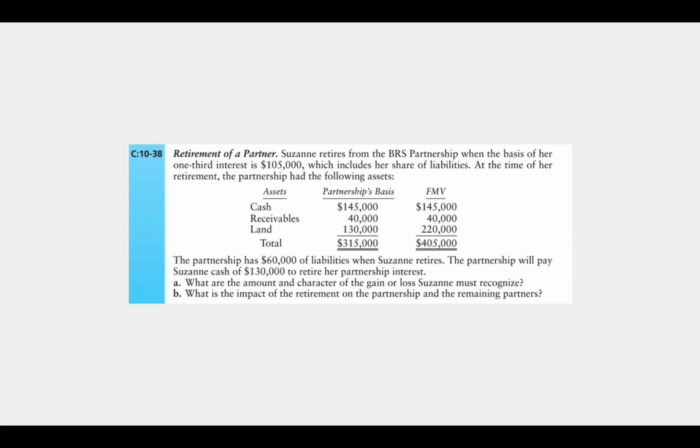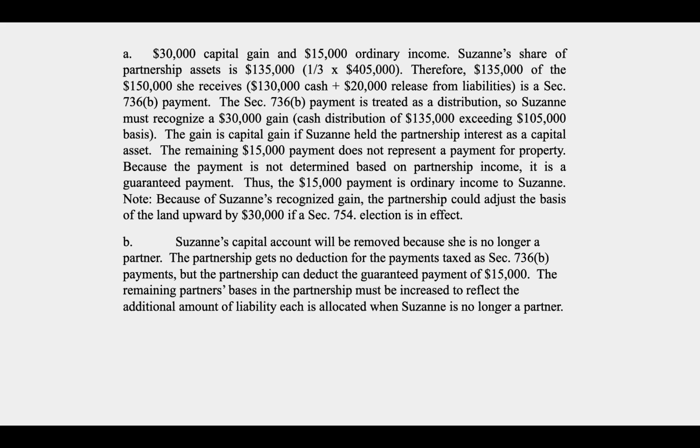So she is receiving a cash payment of $130,000. She is also receiving a reduction of liabilities because she's not liable for them anymore after she retires. And we also notice her basis in the partnership is $105,000. So in part A here, we see she's going to have a $30,000 capital gain and a $15,000 ordinary gain.